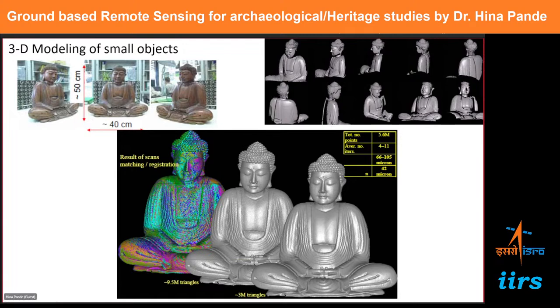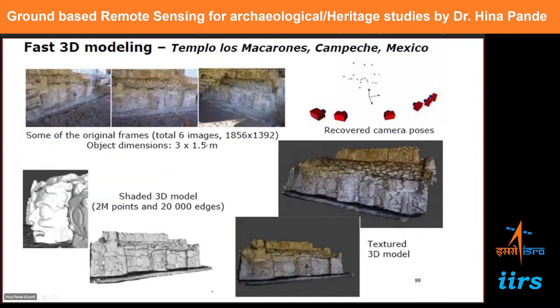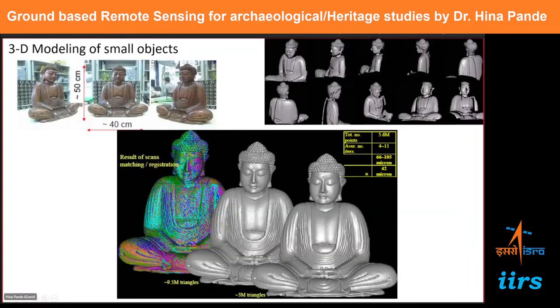Similarly, the size of the object is not a concern. A very small object or even a very large site which extends for kilometers can be covered with the help of these methods. In the previous slides, I had given you an example of the size: 3 meters by 1.5 meters. And here it is even smaller. It is a small statue of about 50 centimeters by 40 centimeters approximately.